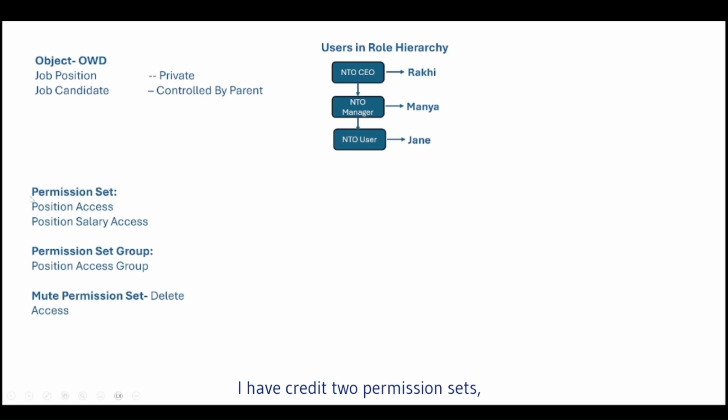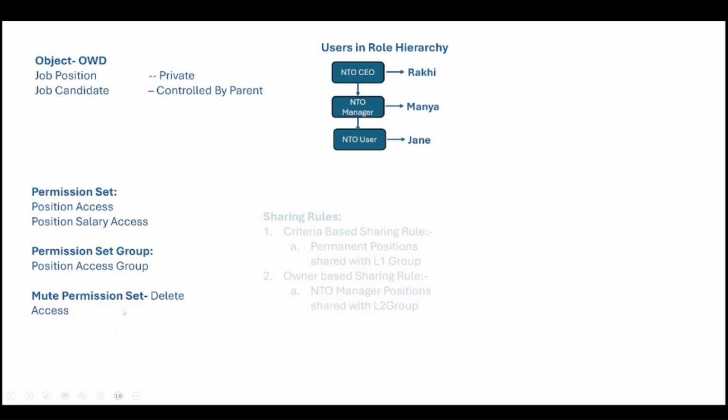I have created two permission sets: position access and position salary access. I have also created a permission set group and added these two sets in this group. Then I will also cover the mute permission set, how we can mute a permission set in the permission set group. In today's session we will cover the delete access, how we can mute it.